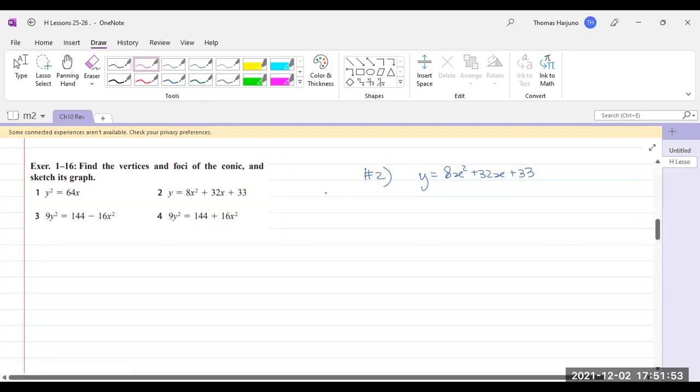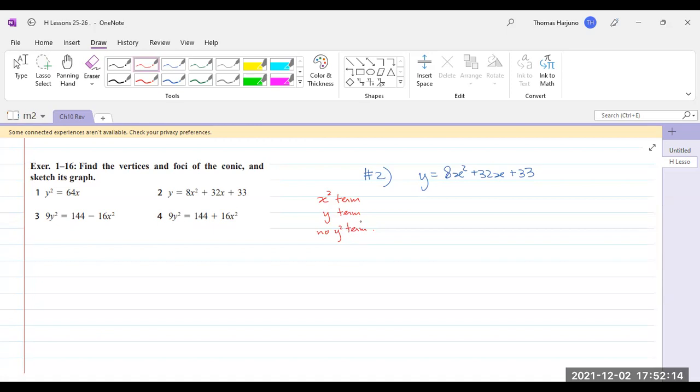Okay, so we have an x squared term, and we have a y term, but no y squared term. A conic section should have x squared or y squared or both. Now, if you only have x squared without y squared, then it must be a parabola.